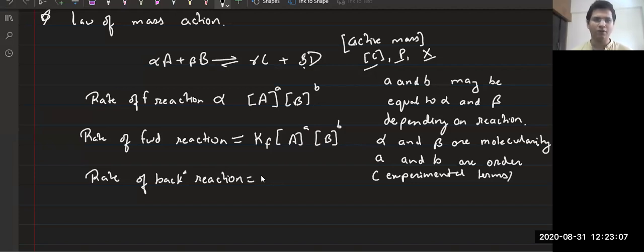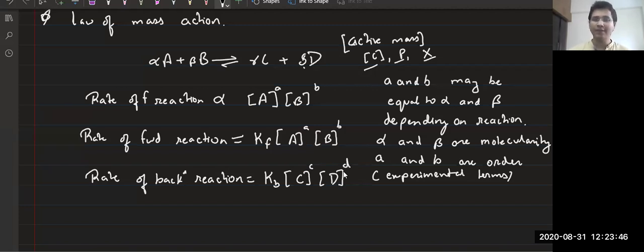So what would be the rate of backward reaction? Tell me, everyone. Yes, very good. Anisha, you missed these powers. So it will be Kb, for the backward direction, times concentration of C to the power small c, times concentration of D to the power small d. Yes or no? Everyone understood this? Very good.